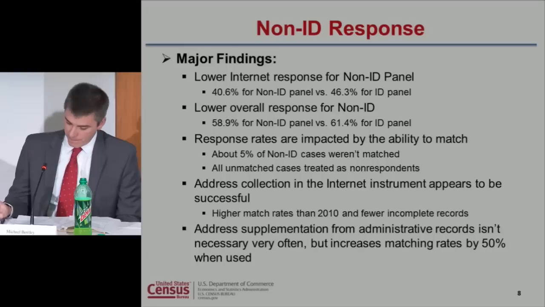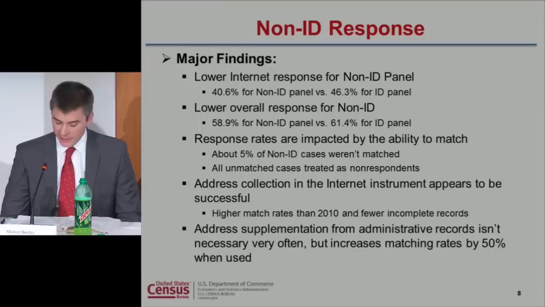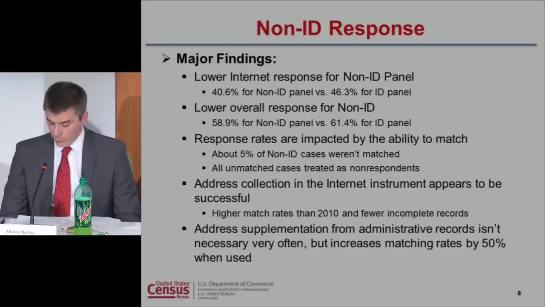Next, I'm going to provide some of the final results related to non-ID internet responses, where respondents could access the survey site without a unique ID. This test provided the opportunity to test enhancements to our existing non-ID processing, and here's what we found. First, the response rates were lower compared to the control panel, which contained a user ID. For internet responses, the difference was more than 5 percentage points, 46.3% for the control panel compared to 40.6% for the panel without an ID. Response was also lower overall, 58.9% for the non-ID panel and 61.4% for the control panel with ID.